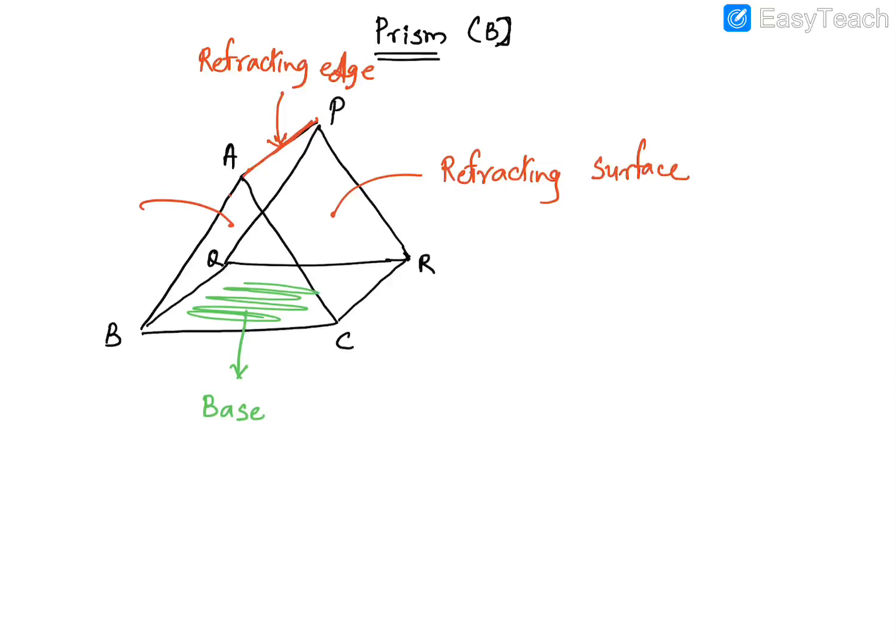And the angle formed on the top between these two refracting surfaces is called the angle of prism. They usually do not ask it, but they may ask you to define the base of a prism, the refracting surfaces, the angle of prism, or the refracting edge.